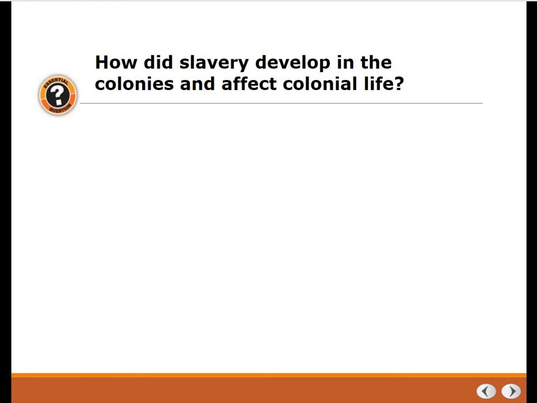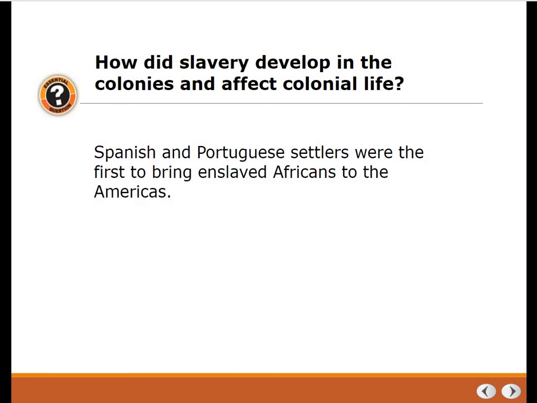So how did slavery develop in the colonies and affect colonial life? So first thing was that the Spanish and the Portuguese settlers were the first to bring enslaved Africans to the Americas. And if you remember, the Spanish and the Portuguese settlers were in the West Indies, Caribbean, Central, and South America.